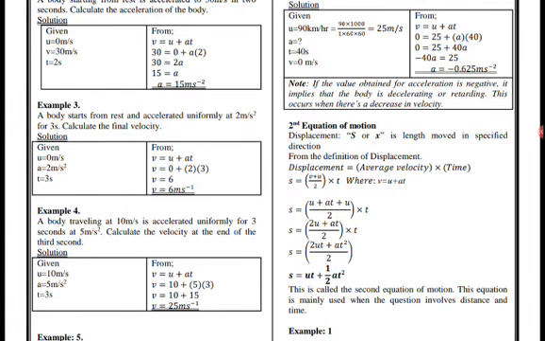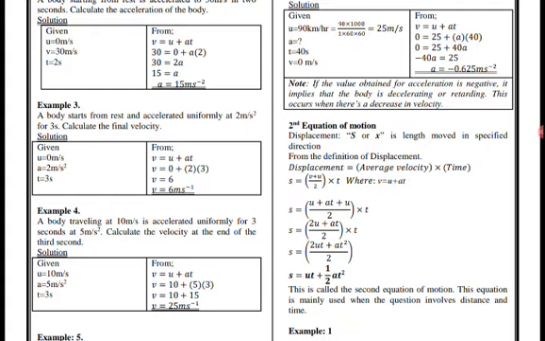When we go to the second equation of motion, we shall also have three quantities here, rather four. We shall have the distance, the initial velocity, time, and then acceleration. So in this equation of motion, we shall use S to mean displacement, or we can use X.